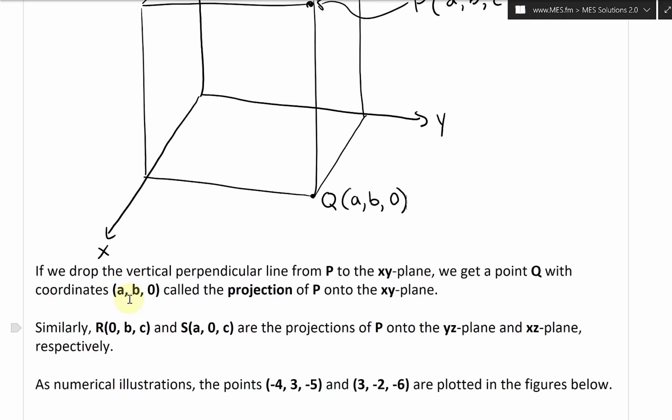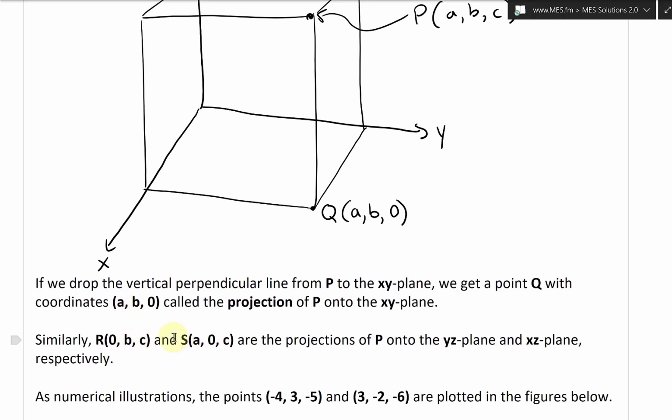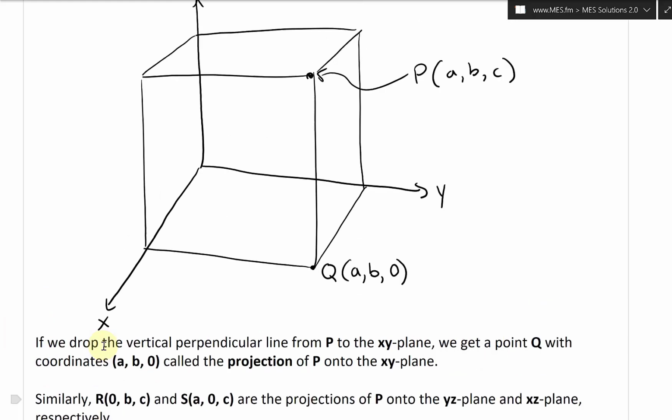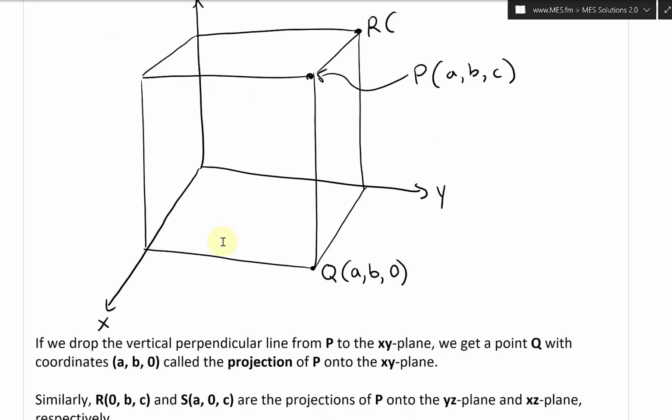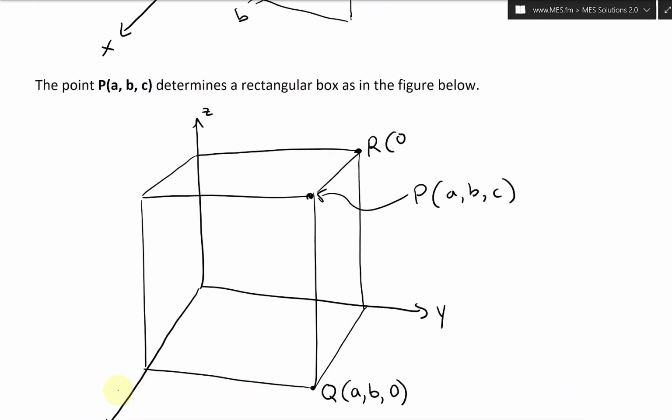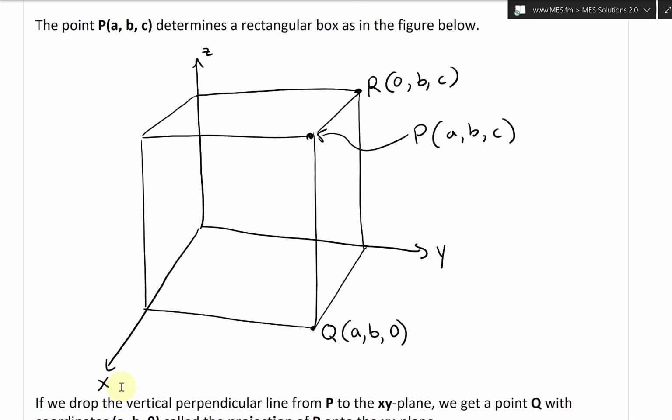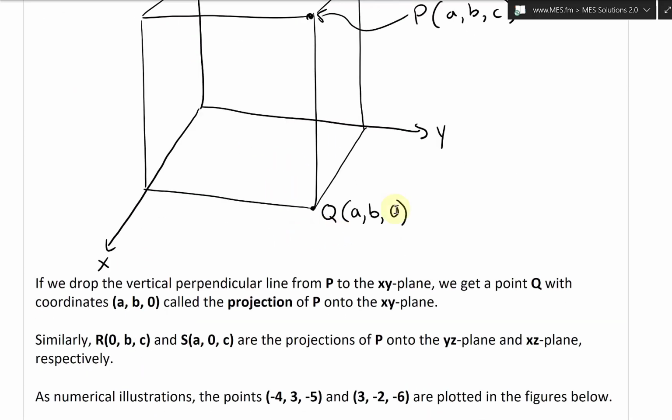And similarly, R, 0, B, C, and S, A, 0, C are the projections of P onto the YZ plane and XZ plane, respectively. So in other words, for this one we're going to remove this A value, that's this horizontal X coordinate from here to here. So we get this point here. This one's going to be our R, and then the X coordinate is 0. Everything else is the same, B and C, like that. And that's a projection onto the YZ plane, right here.